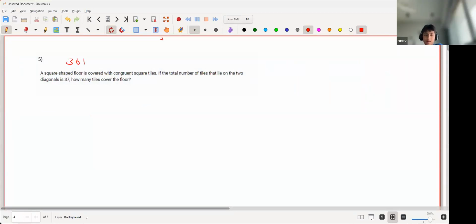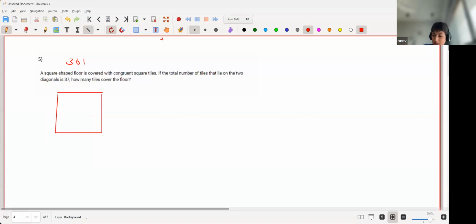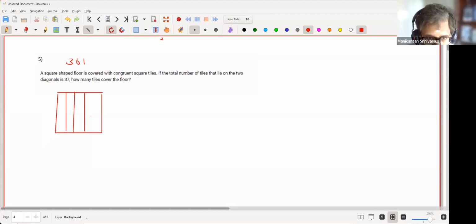So there are 37 tiles. One tile will be shared by both the diagonals because it's an odd number. In an even number, there will be two different diagonals, but in an odd number, one tile will be shared by two diagonals.